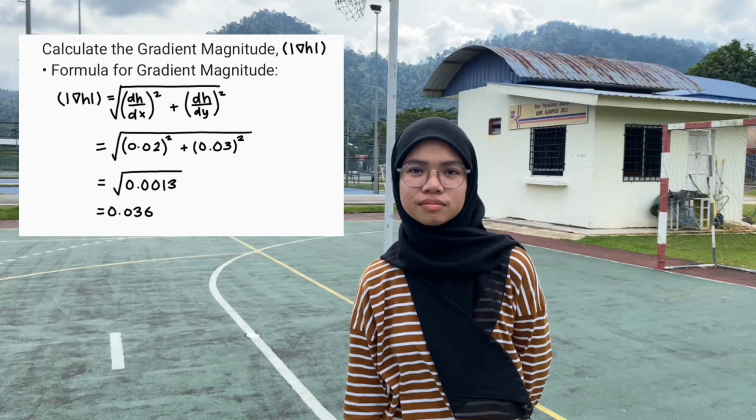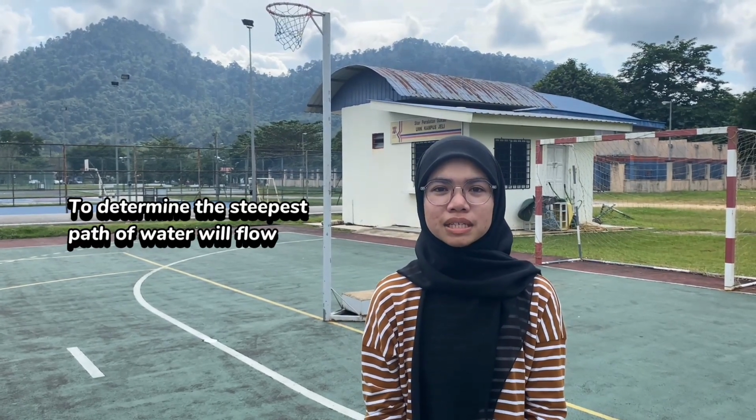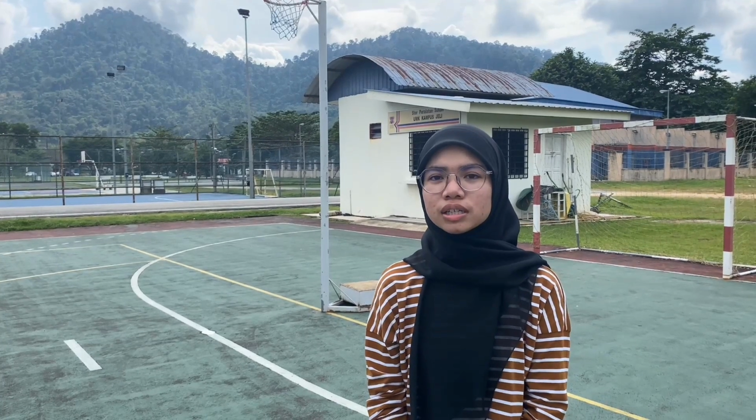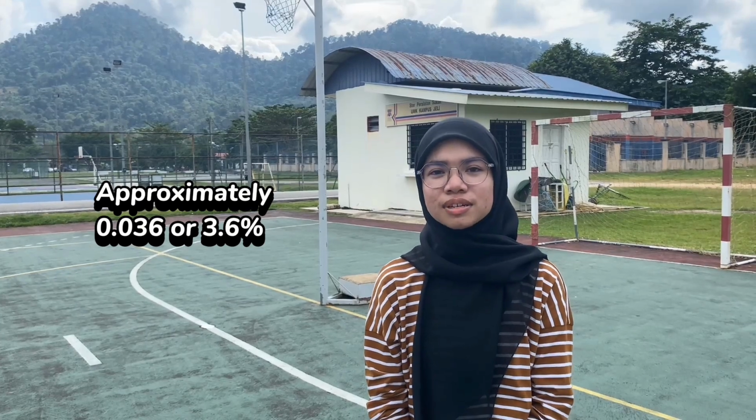As shown in the video, the formula for gradient magnitude is the square root of (dh per dx) squared plus (dh per dy) squared. Next, we need to substitute the values for dh per dx, which is 0.02, and dh per dy, which is 0.03, and the calculation is shown in the video. Now we get the final answer, 0.036. So this value will help us to determine the steepest path the water will flow. So the overall gradient for this netball court is approximately 0.036 or 3.6%.